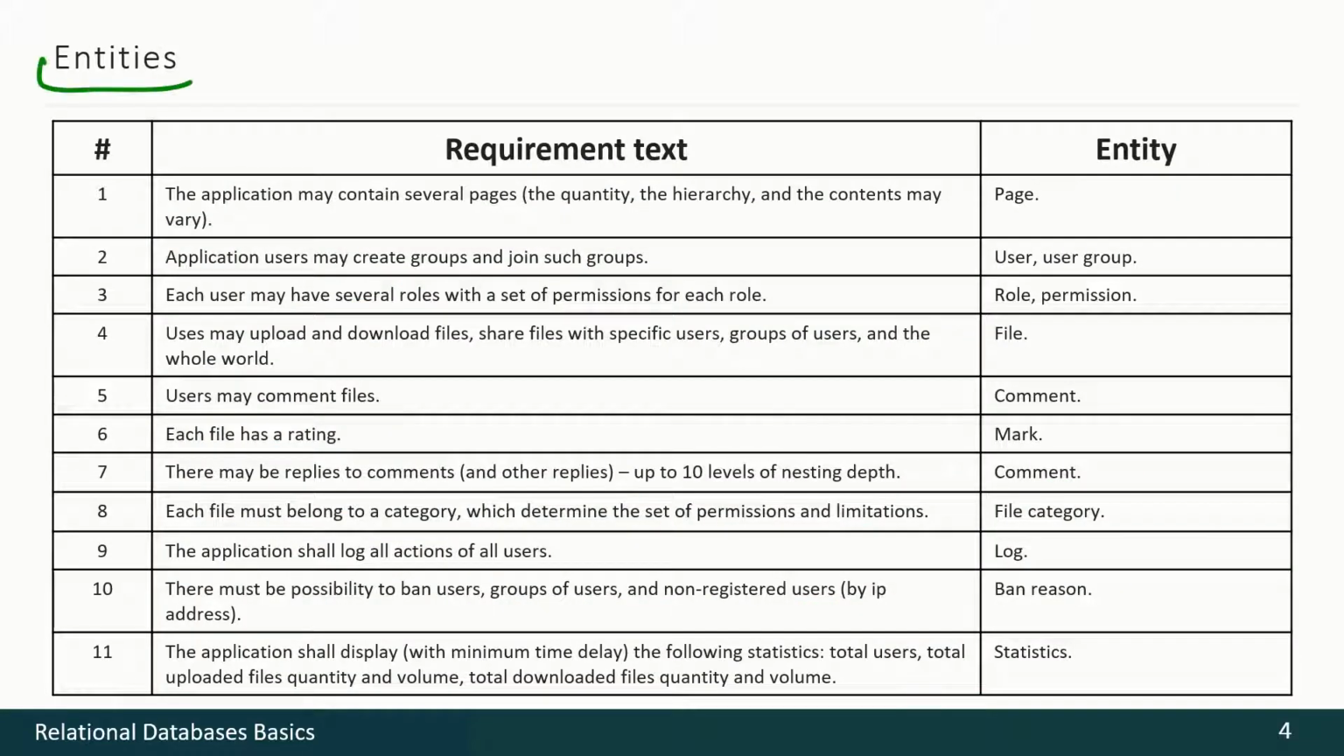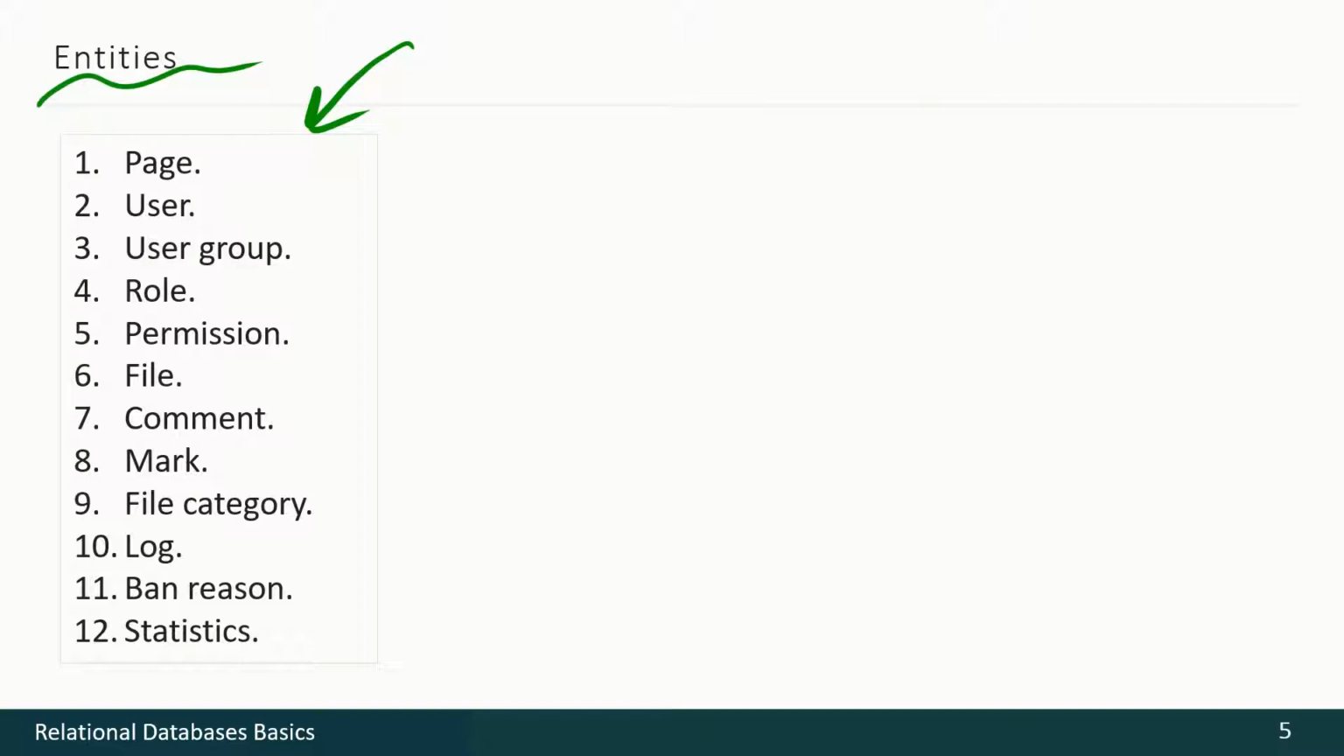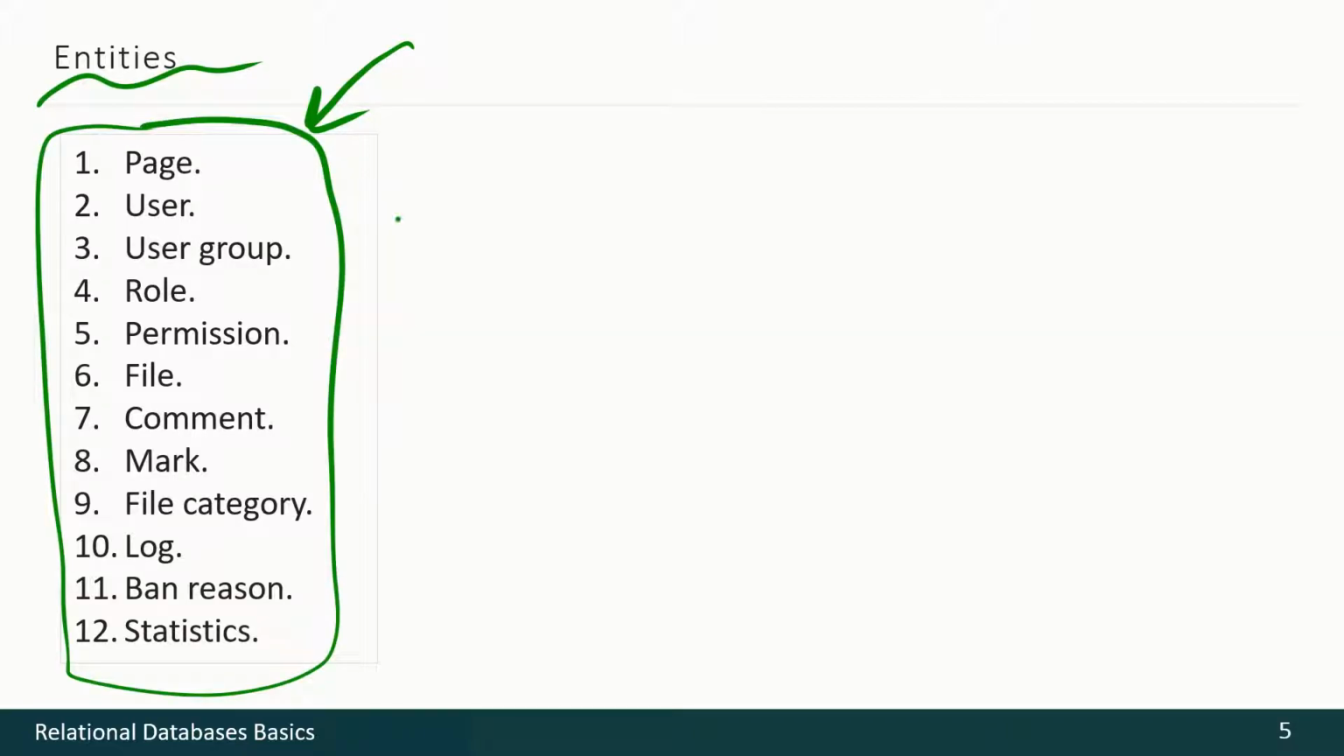Let's make a list of entities. Here we have that initial requirement text, and here we have our entities. Let's not read all those requirements and concentrate on entities. So we have page, user, user group, role, permission, file, comment, mark, comment again, file category, log, ban reason, statistics. And this is the final list of entities without duplications. We may now discuss it with customer and we may add attributes to all these entities.